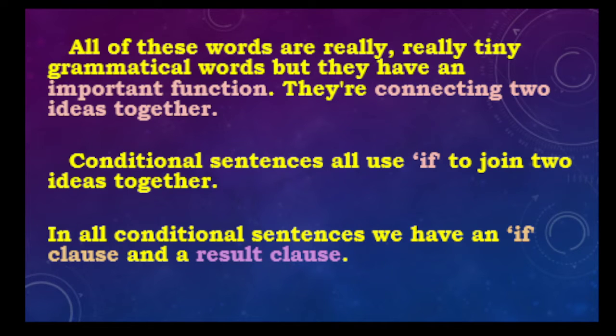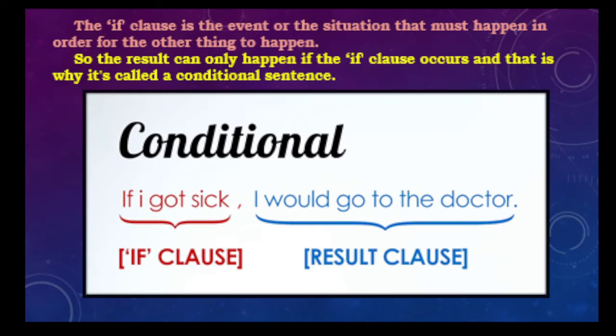In all conditional sentences, we have an if clause and a result clause. The word if is the one that joins the two ideas together. So we have two clauses, again, the if clause and the result clause. Look at this one. The red is the if clause, and the result clause is the blue one. If I got sick, that is the if clause because it starts with the word if. And then the result clause is I would go to the doctor.